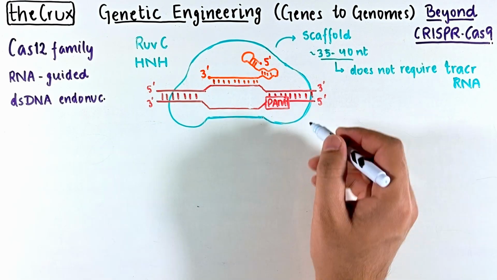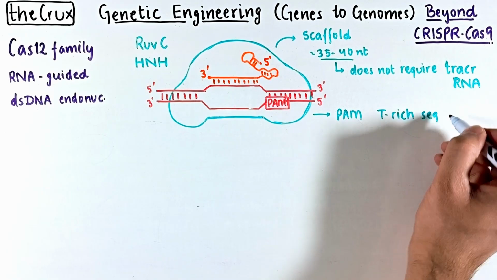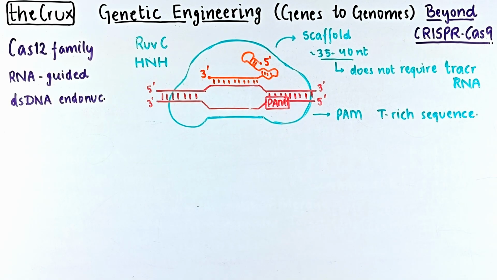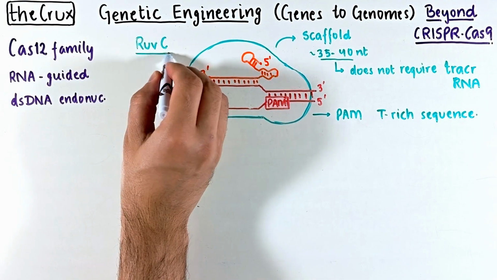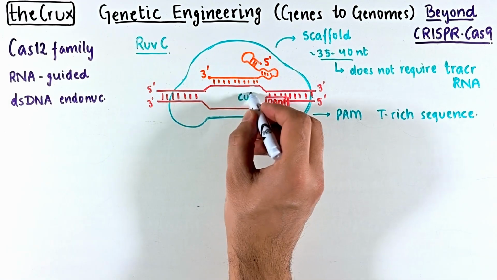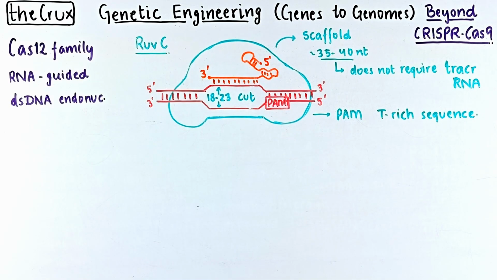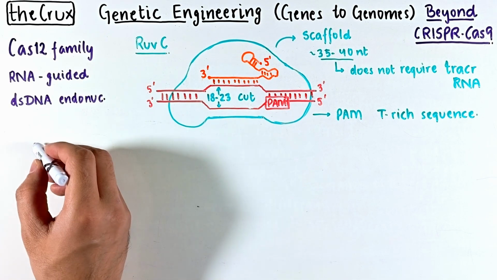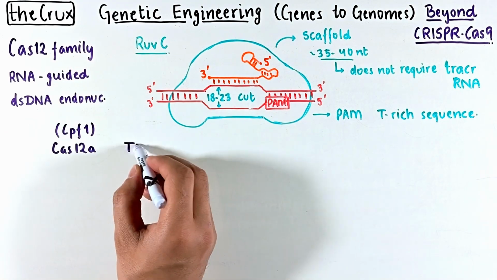The Cas12 PAM sequence is biased for T-rich nucleotides. And interestingly, Cas12 enzymes have one RuvC domain that cuts both the DNA strands on the target DNA. The cut is generally about 20 nucleotides away from the PAM, very different features compared to the Cas9. Cas12a, or CPF1, was the first enzyme in this family to be discovered.